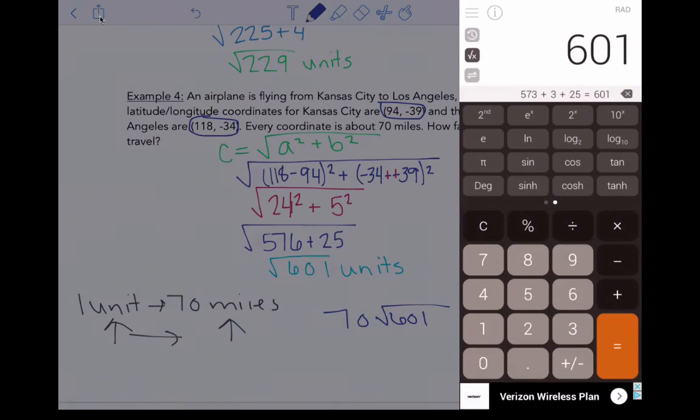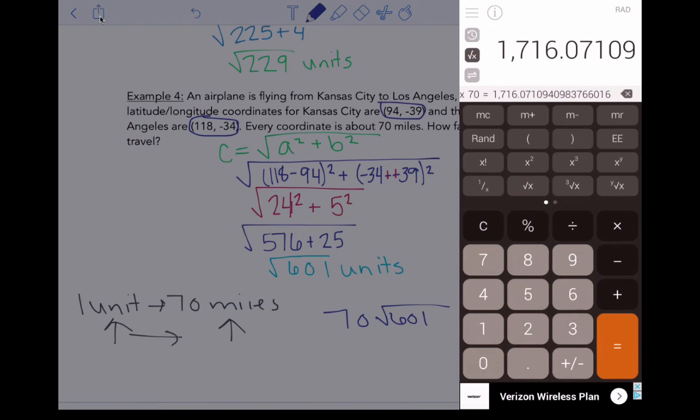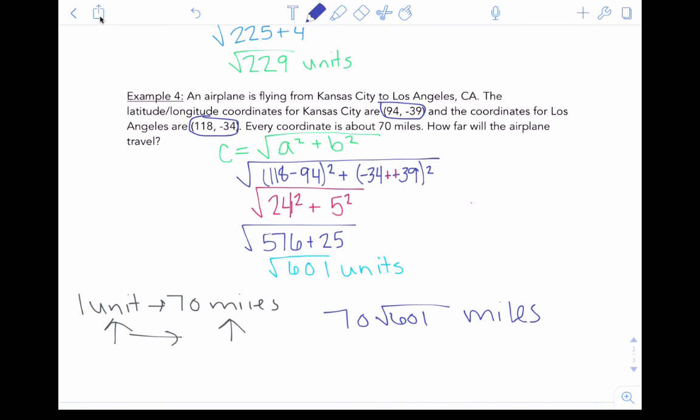Now, if you want to know what this distance actually is, you can take the square root of 601 and then multiply that by 70. And that answer is 1,716. And I will say that right there is okay. 1,716 miles is the distance from Kansas City to Los Angeles.